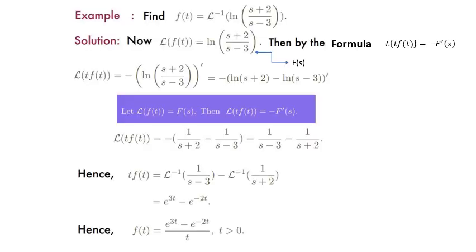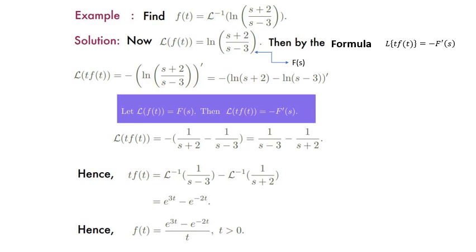Now this is our fifth type, the functions involving log, tan inverse, cot, etc., inverse trigonometric functions. Use another formula. Laplace of t f of t is equal to minus F dash s. That is the formula that we are going to apply. Now consider this example. L inverse of log (s plus 2) by (s minus 3). So log (s plus 2) by (s minus 3) is our capital F of s. Now we're going to apply the formula. Laplace of t into f of t is minus F dash s.